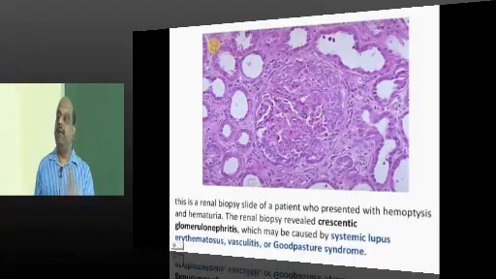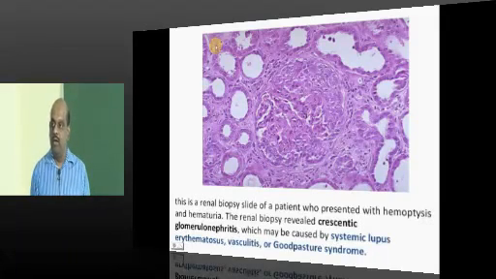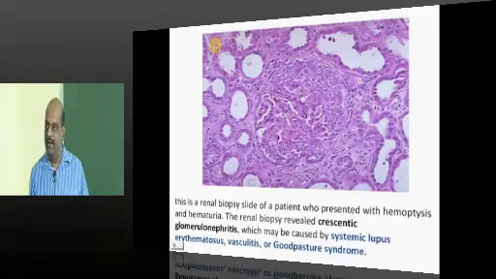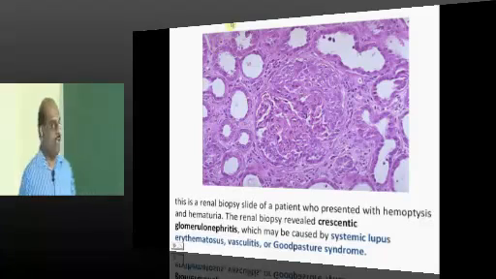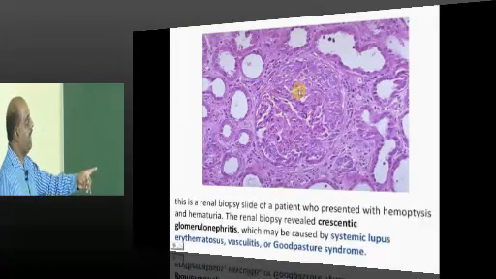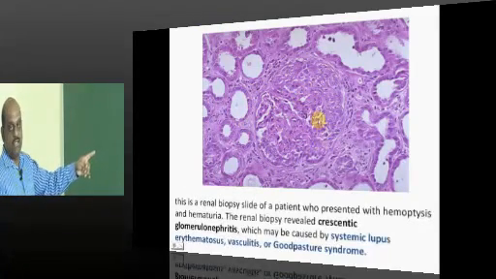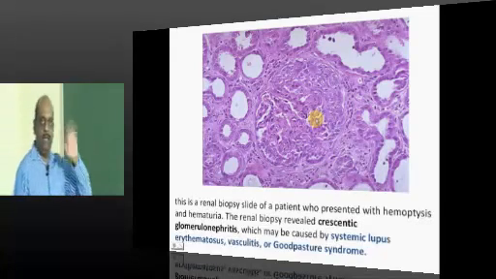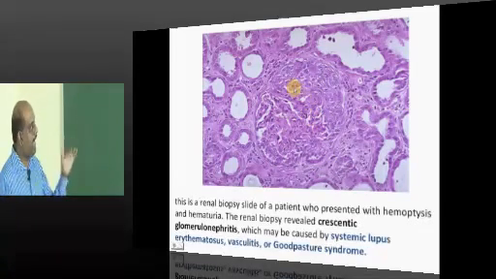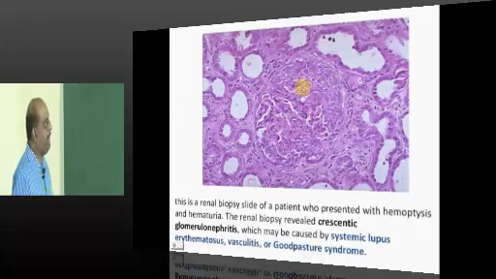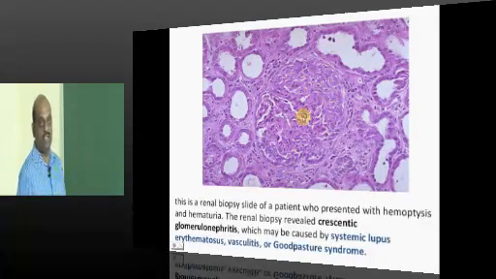What do you expect to find in Goodpasture's? As we said, Goodpasture's glomerulonephritis is a crescentic glomerulonephritis. So, if you look at the glomerulus, all the parietal epithelial cells of the Bowman's capsule are hyperproliferative and lead to the development of crescentic glomerulonephritis.